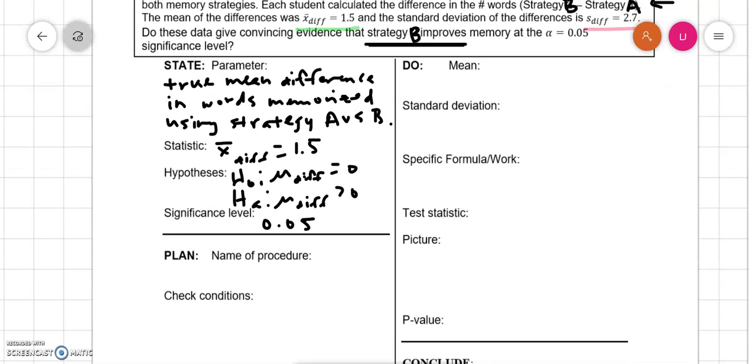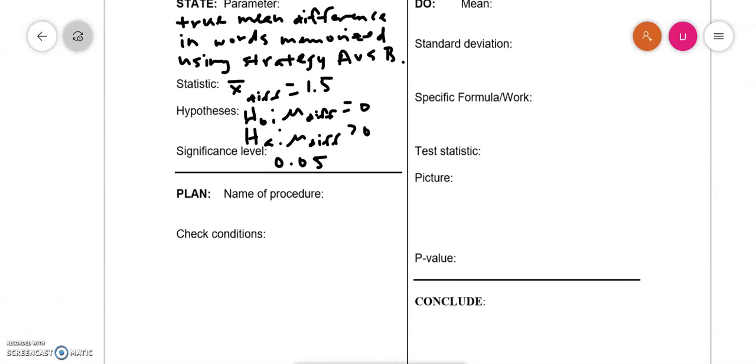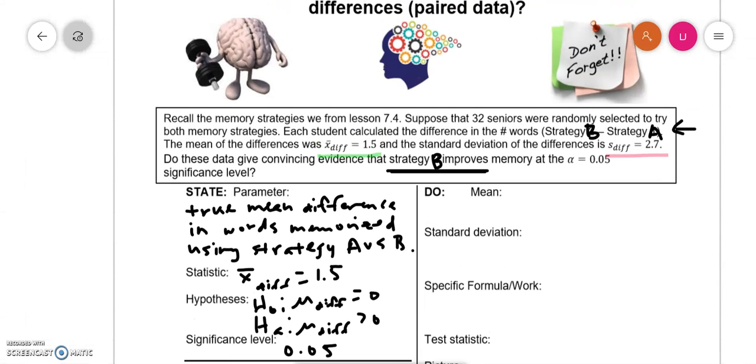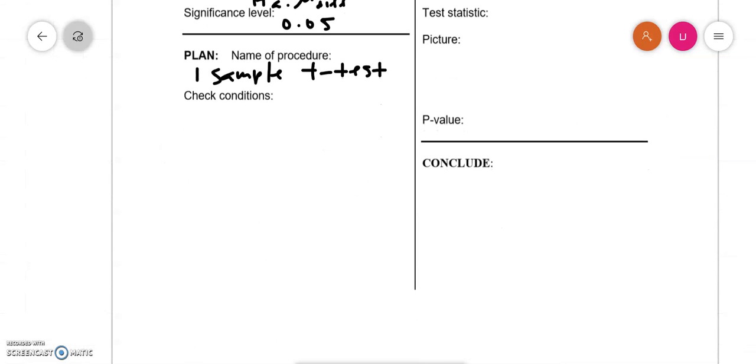All right, the name of the procedure. Now again, remember, even though we did two sets of data, we took the difference and then averaged them, so they became really parts of one set of data. So this is a one sample t-test. We have our same conditions, our random, and I believe I tell you that we have a random selection up here. So random selection.